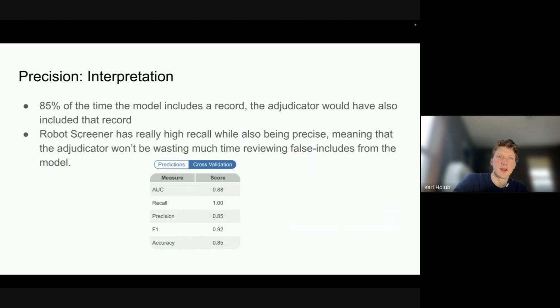If you see robot screener with a really high recall, like we see here, 100%, and we also have relatively high precision, 85%, it means that one, the review is not going to be missing very much evidence, and two, the adjudicator is not going to be spending a lot of time reviewing false include decisions. So this is an example of a home run. In this nest, we're really happy with model performance. We're saving a bunch of time, and the review is going to be just as comprehensive as if it were purely done by humans. So again, interpretation of precision: anytime the model includes a record, the adjudicator also would have included that record.